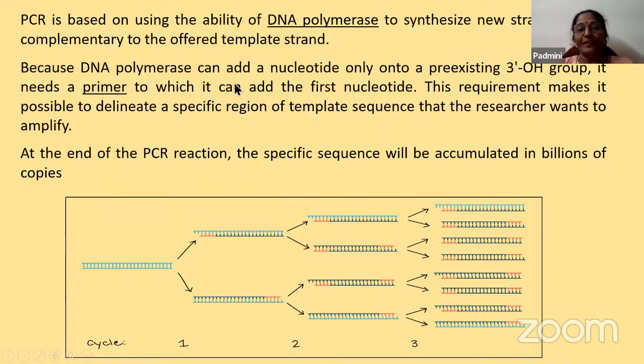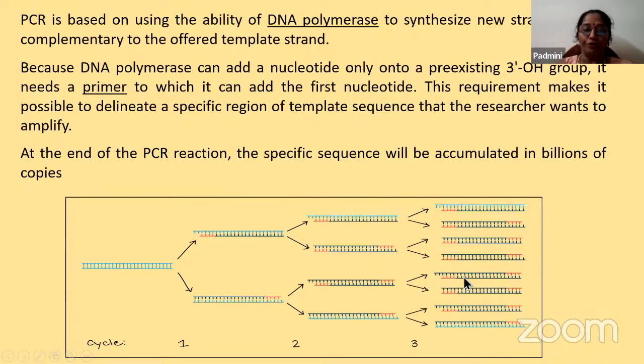Because DNA polymerase can add new nucleotides only onto a pre-existing 3' OH strand, it needs a primer to which it can add the first nucleotide. What is the first nucleotide? Here we are talking about the nitrogenous bases which are going to add to the growth of the strand. So this requirement makes it possible to delineate a specific region of the template sequence that the researchers want to amplify. And at the end of the PCR reaction, the specific sequence will have accumulated into billions of copies like this. So we started off with a single strand, and we are going to end with billions of copies.